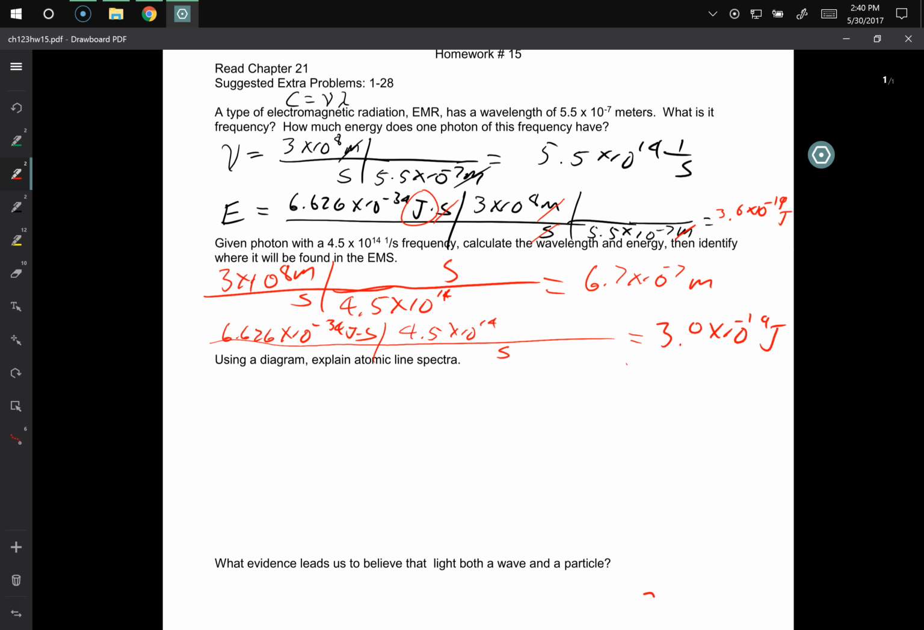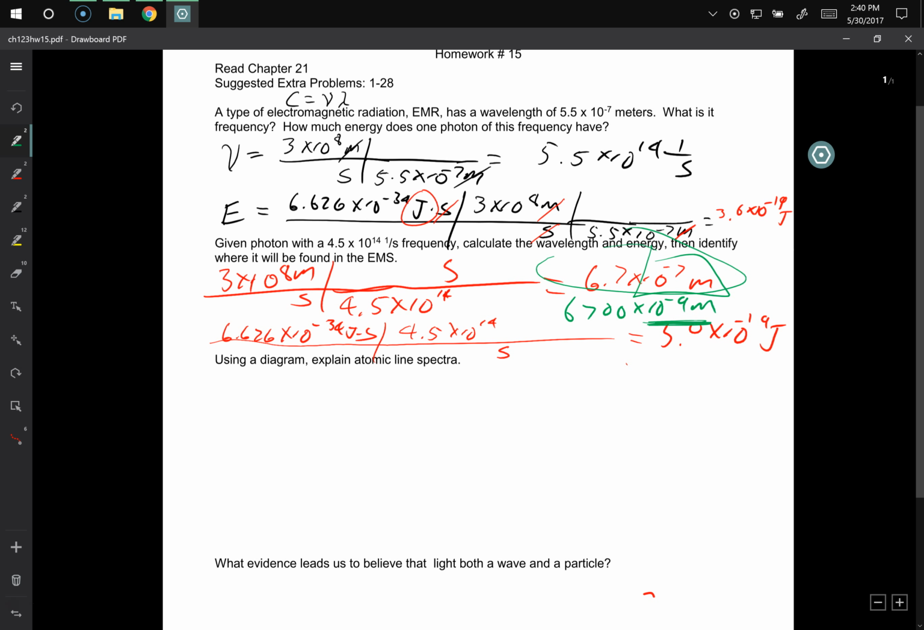Where does it fall on the spectrum? Well, if I take this number and convert it, what's that going to be? 6700 times 10 to the negative 9th meters. I'm putting it in as 10 to the negative 9th because that's nanometers. I just happen to know that the nanometers for visible light are between 400 and 700. So what I have here is something that's close to 7,000.